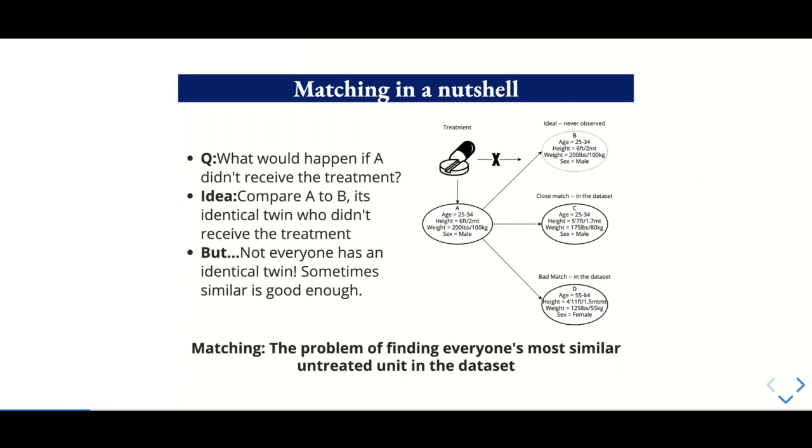So what's the best that we can do? Well, the best that we can do is scour our data set for someone who didn't receive the treatment, but is close enough to A in terms of these features that we observe. And so in the figure, this is going to be C. And so matching, very simply, is the problem of identifying everyone's most similar unit who received a different treatment than the one that they got.